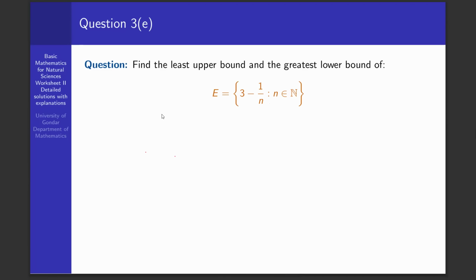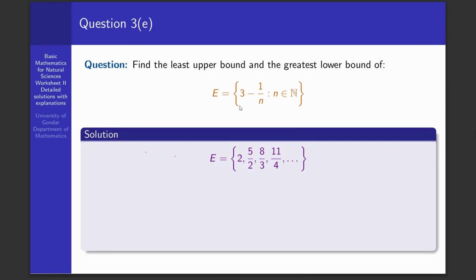The next one, that's question number 3e. Again, it is on least upper bound and greatest lower bound of a given set. We are given the set, simply set A, in the form of this function, 3 minus 1 over n, where n is an element of N, the set of natural numbers. We are asked just to find the least upper bound and the greatest lower bound of the set.